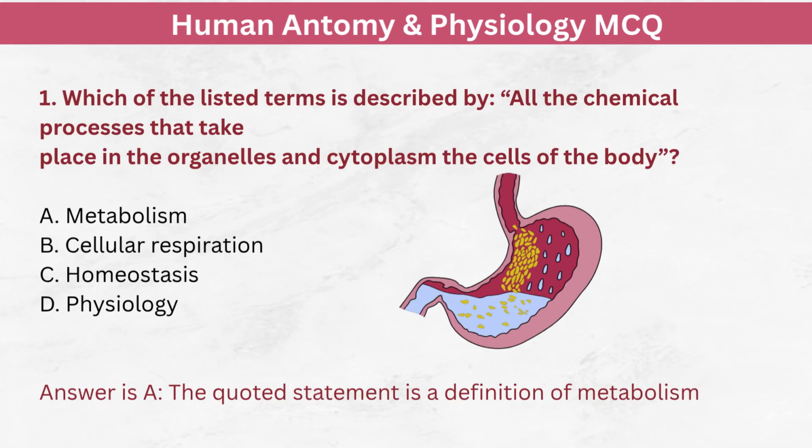Part 1. Which of the listed terms is described by all the chemical processes that take place in the organelles and cytoplasm of the cells of the body? A. Metabolism. B. Cellular respiration. C. Homeostasis. D. Physiology. Answer is A. The quoted statement is a definition of metabolism.